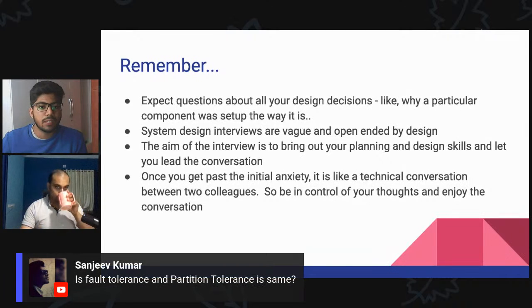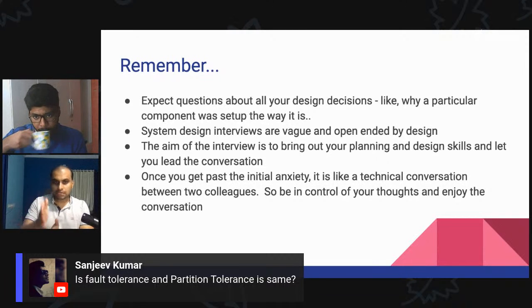One question is: is fault tolerance and partition tolerance the same? Not necessarily. Partition tolerance is essentially about the partitioning of your whole system, right? Fault tolerance is about picking a system and asking what happens if that component fails, as in the previous example we were talking about, MySQL. Your master goes down. What happens? You need to have fault tolerance over there.